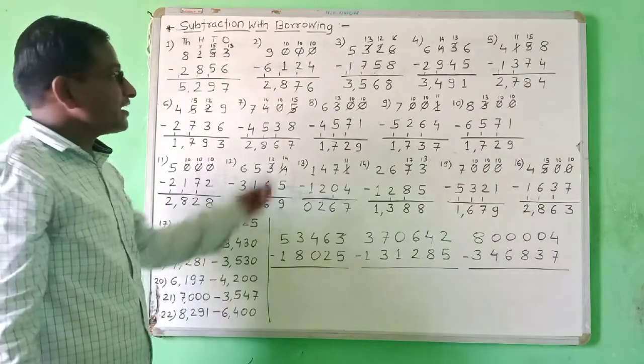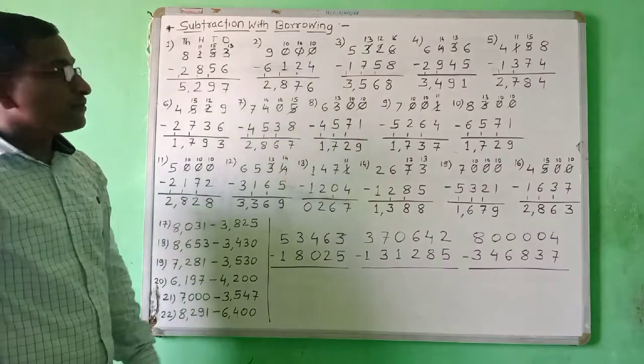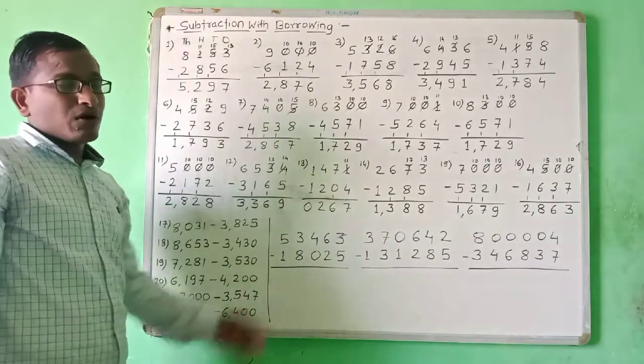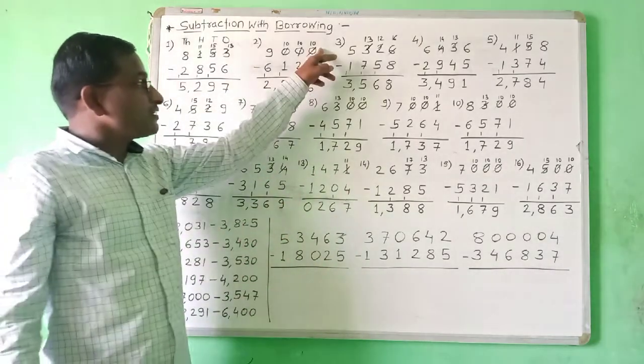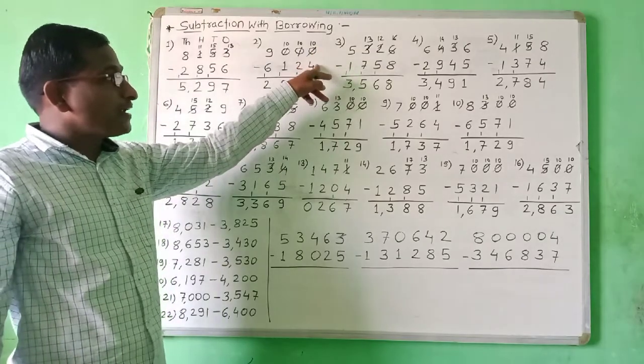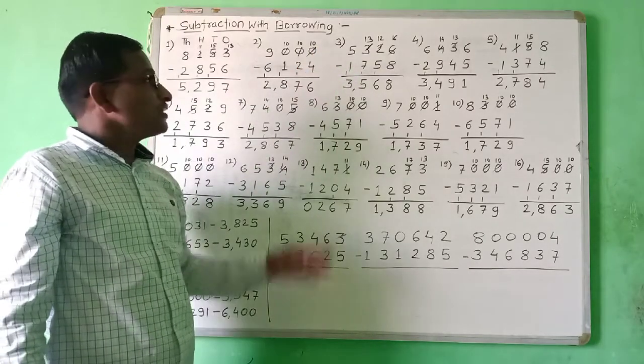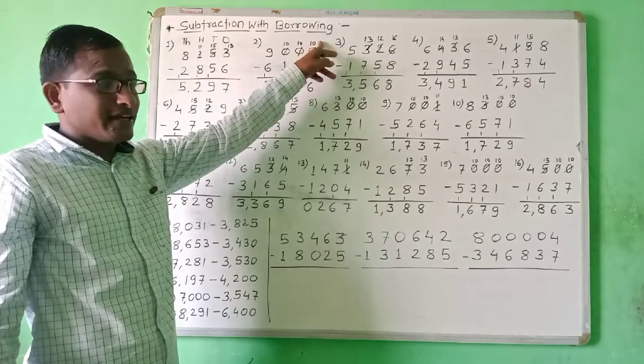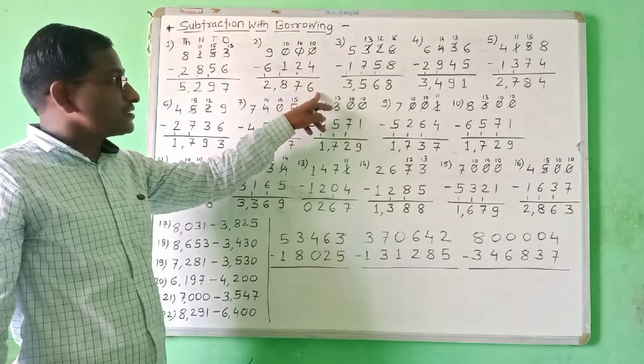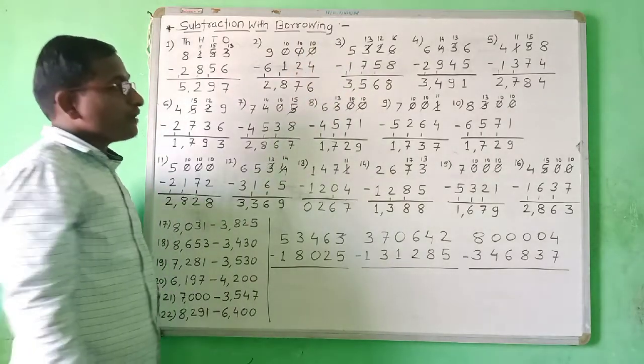Next example, 9000 minus 6124. So again here 4 digits are present. So you start subtraction from the 1's place. So here in the 1's place 0, 0 minus 4 not possible. So 0 is considered as 10. 10 minus 4, 6, again carry 1.